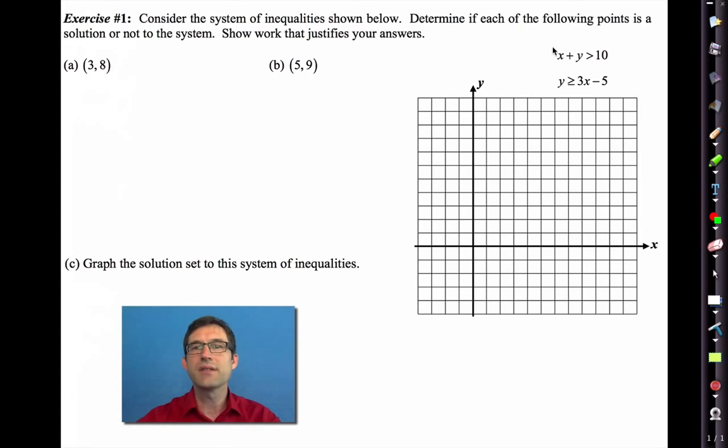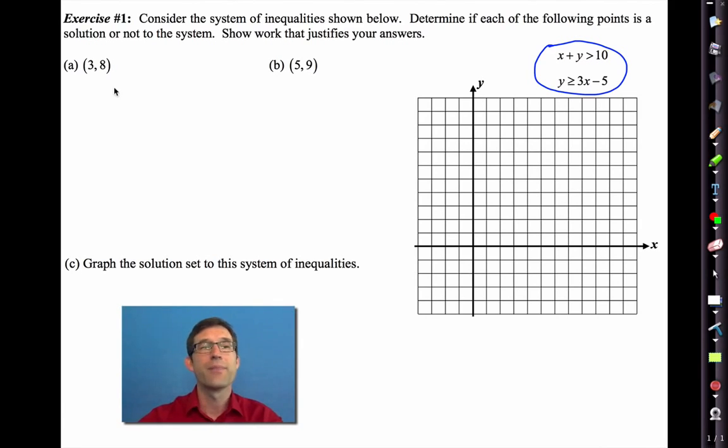Take a look at a system of inequalities, and try to figure out whether particular points are solutions to those systems. So what we want to do is figure out if the point 3, 8 is a solution to that system. Now it doesn't matter whether it's a system of equalities or a system of inequalities or a mixed up system. The plain fact is a point is a solution to a system if it makes all the equations, or in this case, inequalities, true.